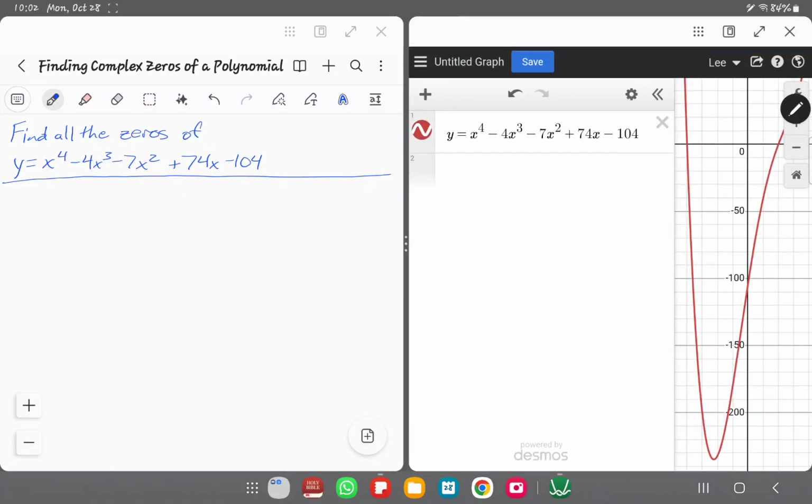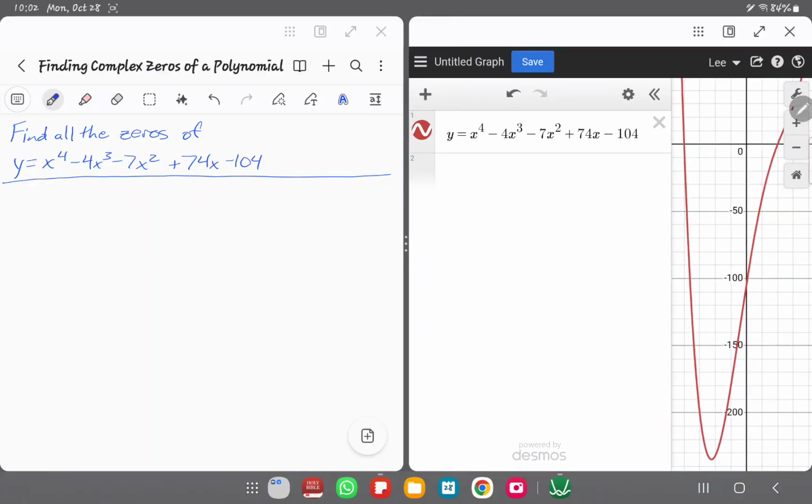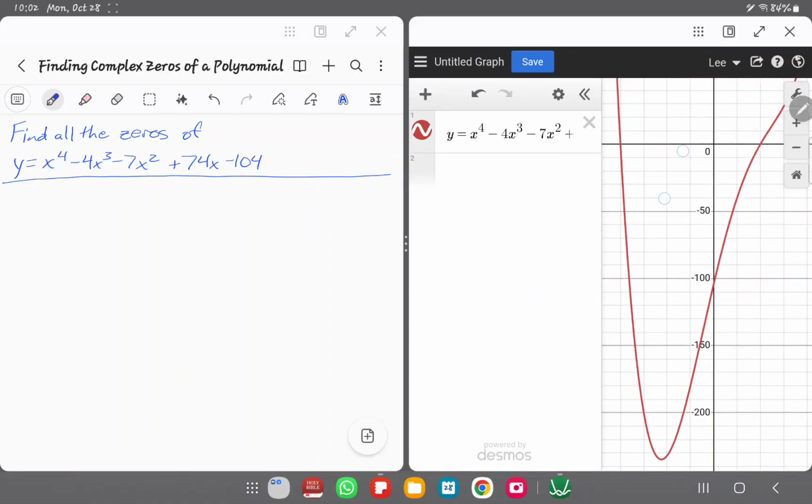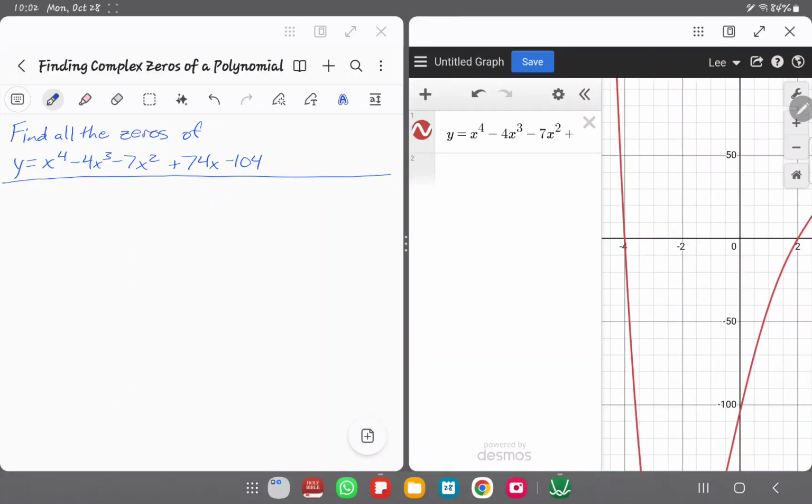And I have the graph pulled up here. I'm going to switch these. Maybe I'll just leave it in this order. So here's the equation, right? x to the fourth minus 4x cubed minus 7x squared plus 74x minus 104. If you weren't using a graph, probably the way you would start would be to take the factors of 104, right? List all your possible factors over factors of 1, which go with your x to the fourth, and then just start testing them. So that would be kind of the old by hand method that you might use.